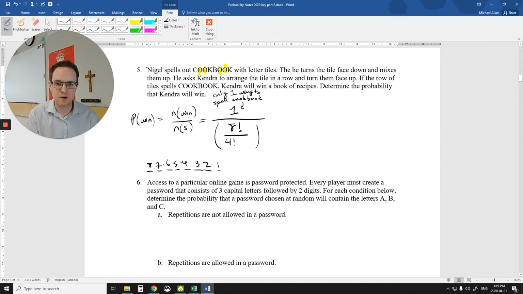So I'm going to say 4 factorial. Then my K's repeat 2 times, so I'm going to say 2 factorial. So there's 24 ways to rearrange those O's, and there's only 2 ways to rearrange the K's. So I need to get rid of that. You punch it all in your calculator, and at the bottom you get 840. So there's a 1 in 840 chance that this Kendra will win the cookbook in this case.